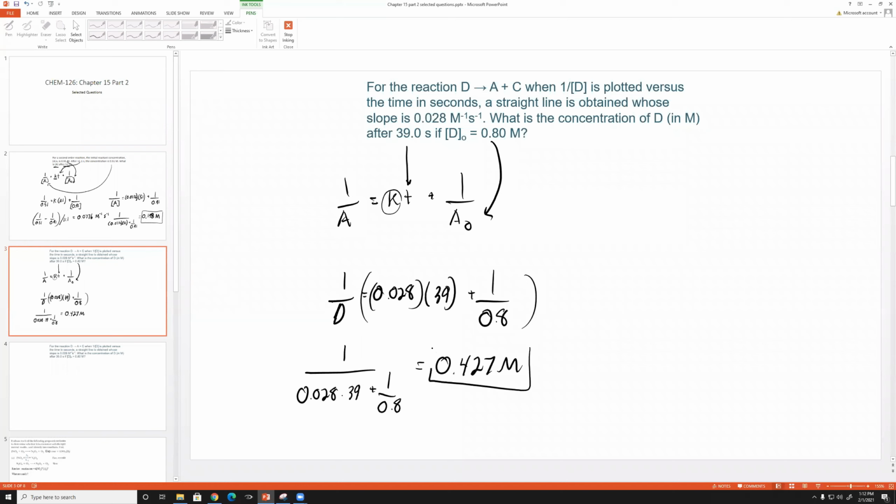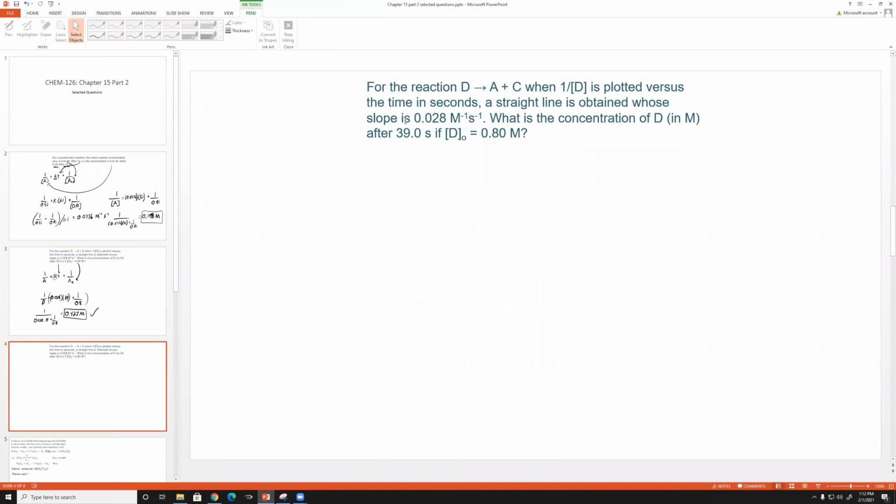And that's going to equal 0.427 molar. Now, does this make sense? Our initial concentration is 0.8. After 39 seconds, it should be less. And yep, it's less. So that makes sense. All right, next question.